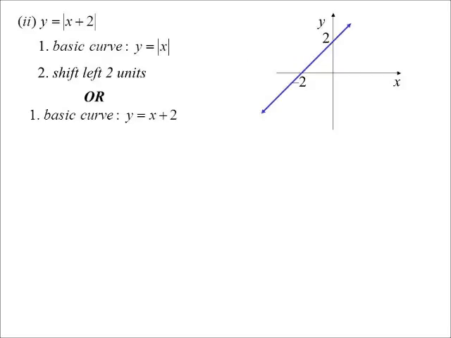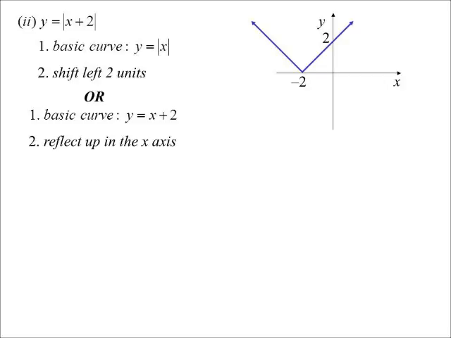That's one way I could have thought about that. Another way I could think about it, I could say, no, I'm going to start with the line y equals x plus 2, which would be that line. But then I'm saying I'm going to take the absolute value of that, so whatever is below is reflected above. And we get the same picture. So it doesn't really matter how you think about it, just different ways of thinking about it.